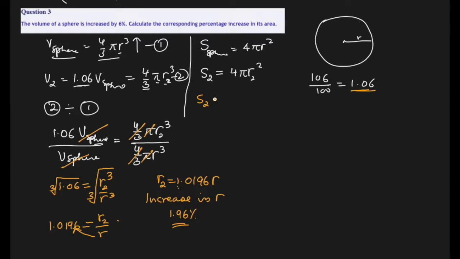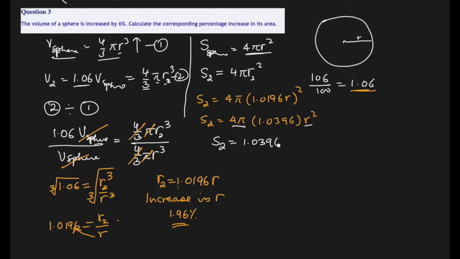So S2 will be 4 pi, and in place of r2 I will write 1.01. There are more digits after this, 1.0196, but I'm not writing them, though in my calculator they are stored. Let's see what I get. So I get 1.0196 square, which is 1.0396. So S2 is equal to 4 pi times 1.0396 r square. Okay, 4 pi r square is the original surface area of the sphere, so S2 equals 1.0396 times the surface area of the original sphere.